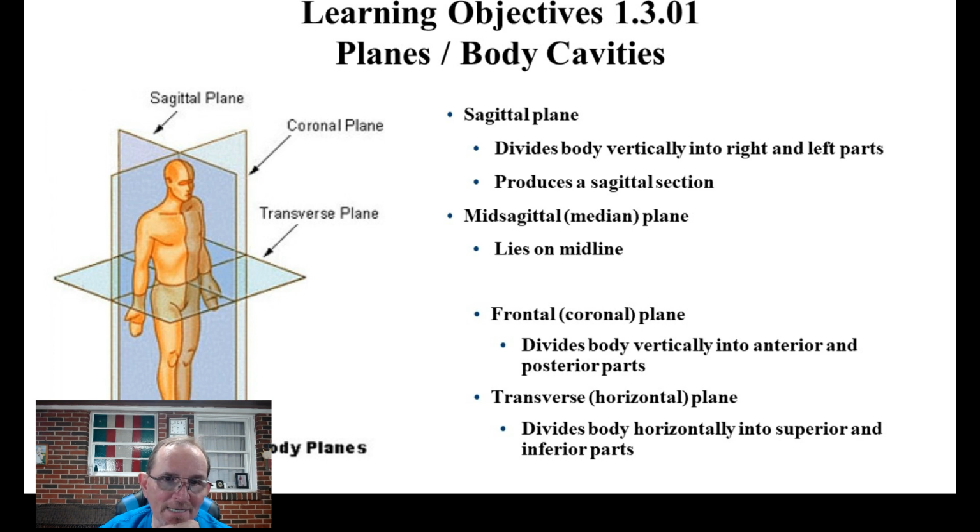So we have the sagittal plane that divides us into a left and right half. We have the coronal plane, and that divides us into a posterior and anterior, front and back. And then we have this transverse plane, which divides us into a superior and inferior, top and bottom.